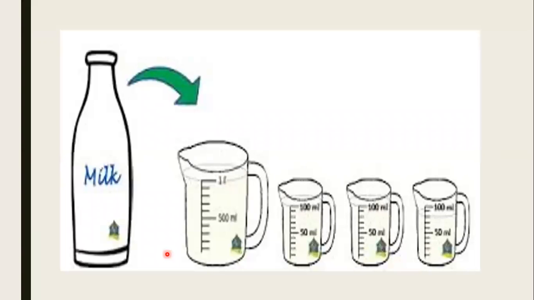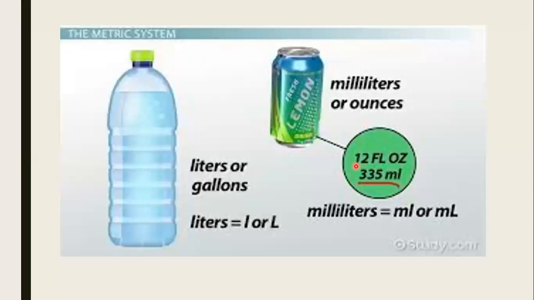The next thing you can see here is the bottle of milk. If we put some milk in the first jar, you can see here is 1 liter. This bottle contains 1 liter of milk. Now I put some milk in 3 jars, so the 1 liter becomes 500 milliliters, 100 milliliters and 100 milliliters. You can see the measurement here.